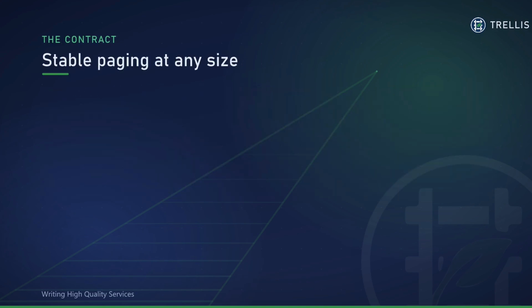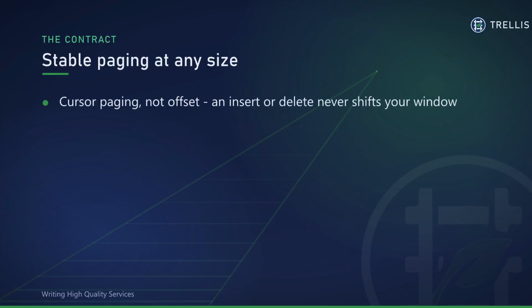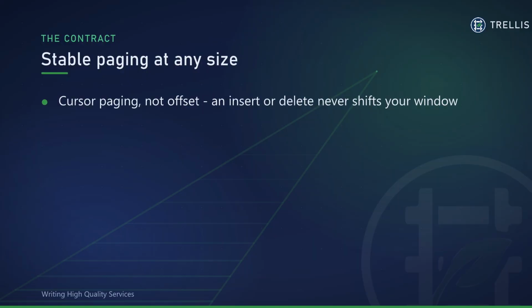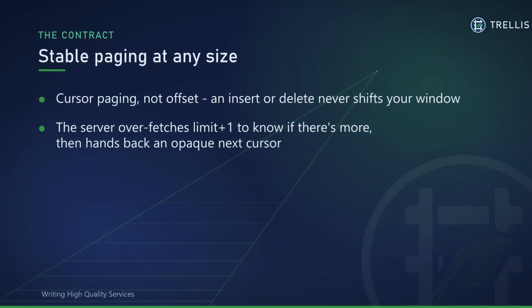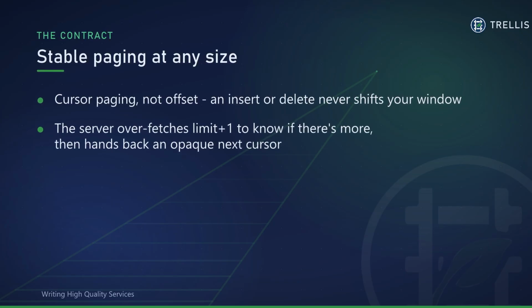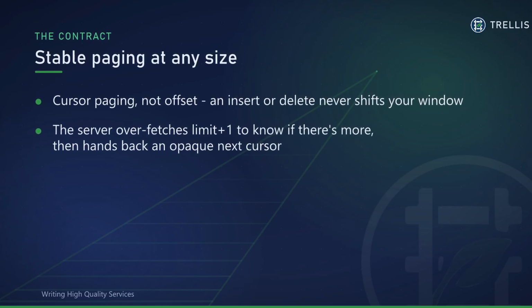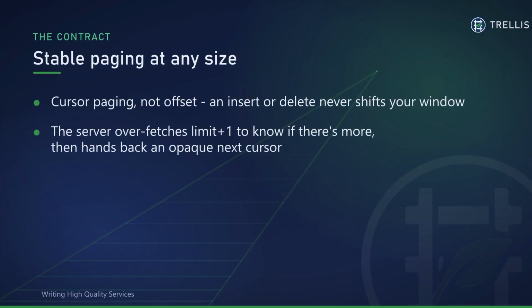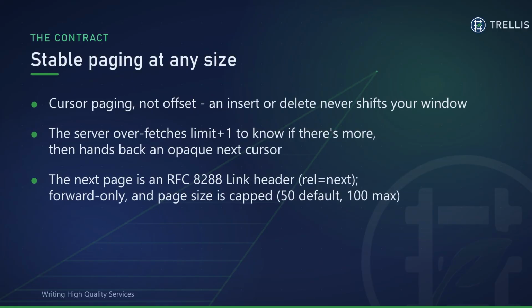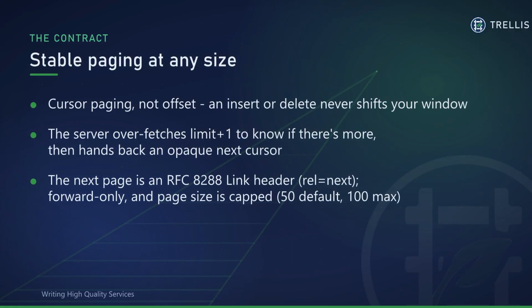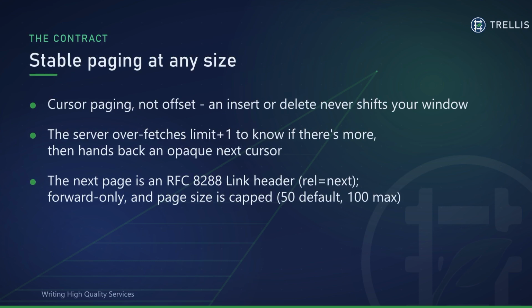So cursor pagination makes 3 promises. 1. You page by cursor, not by offset, the 20 rows after this one. So a row inserted or deleted somewhere else never shifts your window, and you never skip or repeat. 2. The server overfetches, asking for limit +1, so it knows whether a next page exists, and hands back an opaque cursor the client treats as a black box. 3. That next page arrives as an RFC 8288 link header, rel next. The client just follows it, no offset arithmetic.